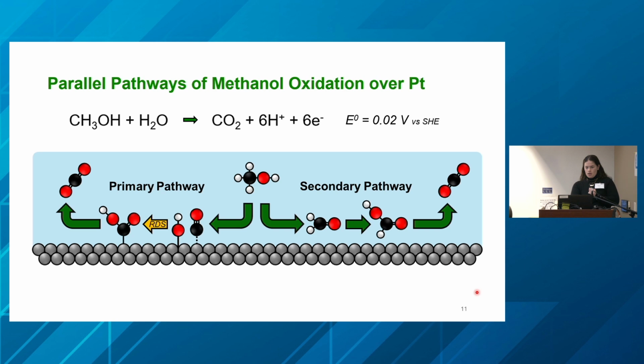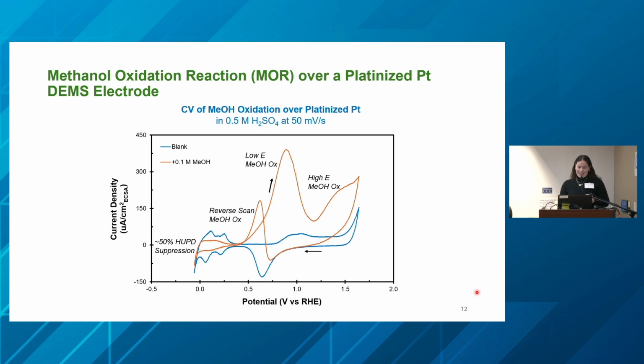It can undergo a secondary pathway through the formation of soluble intermediates such as formaldehyde and formate. These can desorb and be final products, or continue to oxidize on the surface to form the dominant product of CO2. So now, so that we can appreciate the methanol oxidation reaction over a platinum surface, this is methanol oxidation over a platinized platinum surface, so it's just a high surface area platinum electrode.